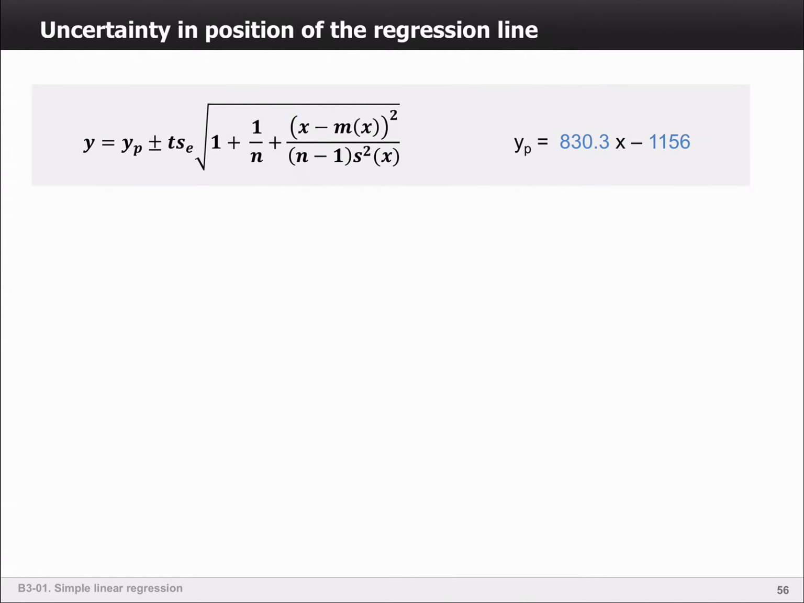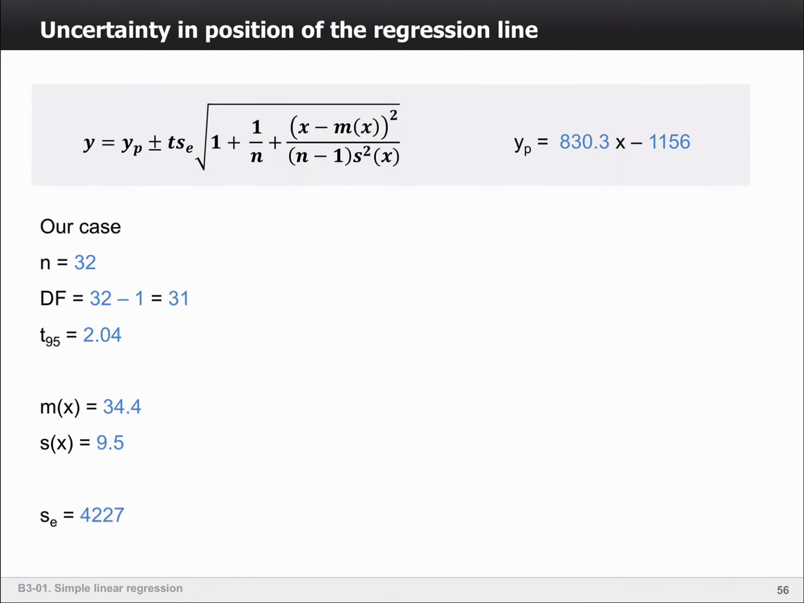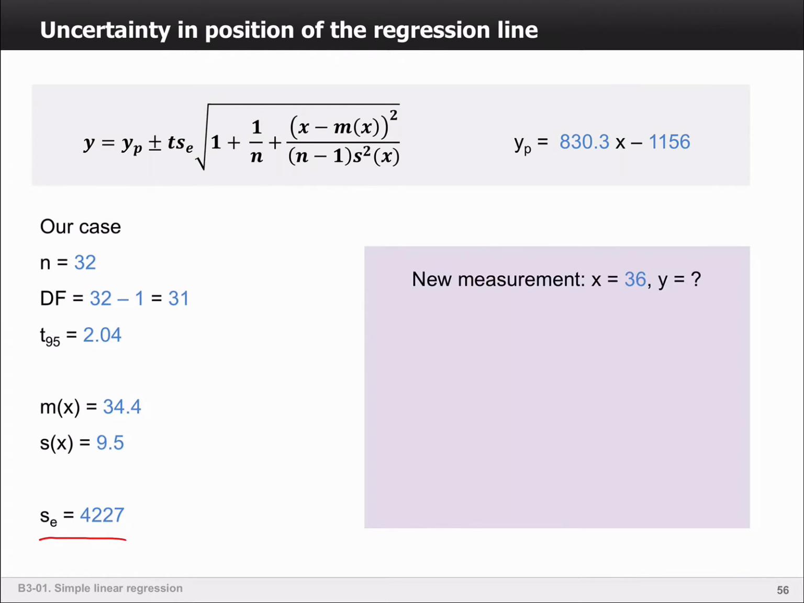And then let me just quickly show you how to use this. So let's say this is our model, this is the uncertainty formula. You have 32 people in our data set, so degrees of freedom is 31. Okay. Then the t-value for 95% confidence is 2.04. Let's say that's the average of our age, the age of the people. And this is standard deviation for the age of the people. Okay, so this is what we know. And this is standard error of our model. Now let's say we have a new data point and we have a person who is 36 years old.